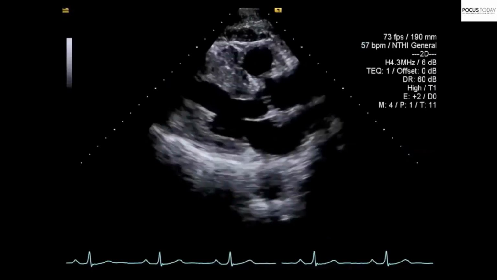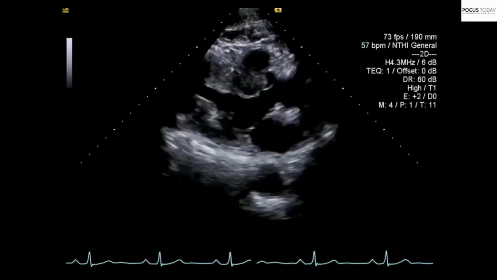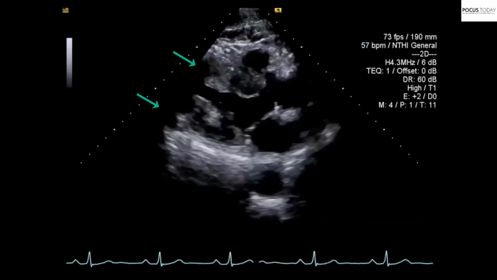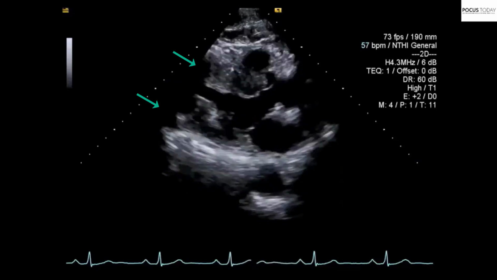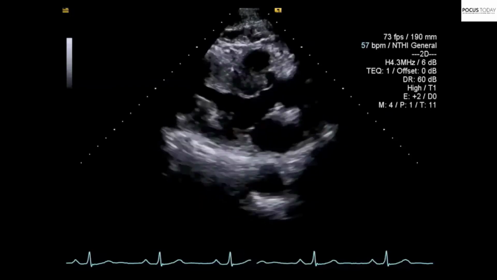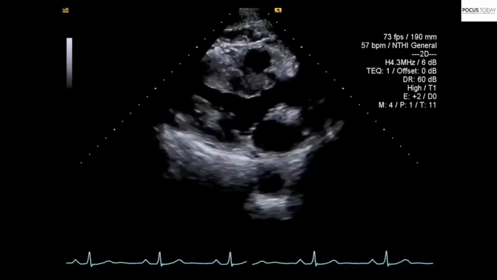Let's look at LV wall thickness. Here we have the parasternal long axis view. The LV walls are significantly thickened. If we measured wall thickness, it would be greater than 1.5 centimeters. This is indicative of severe LV hypertrophy. Measurement of posterior and septal wall thickness is made in the parasternal long axis view, using 2D measurements or M mode.